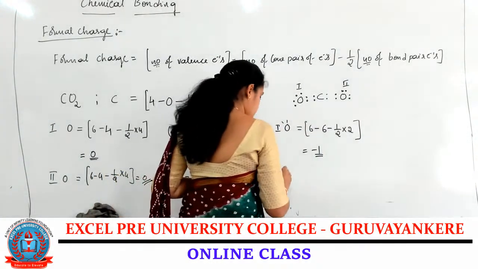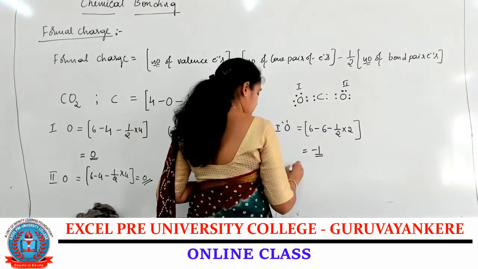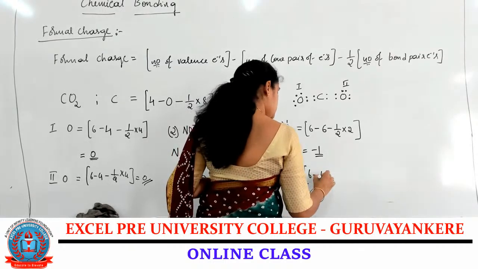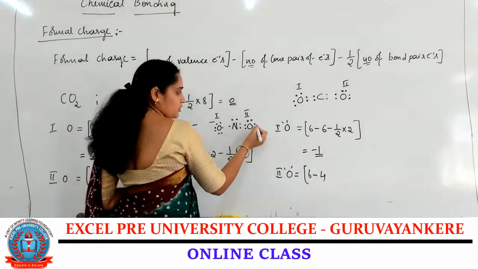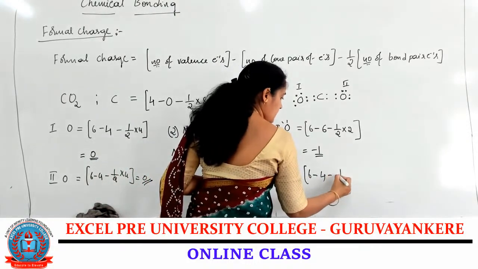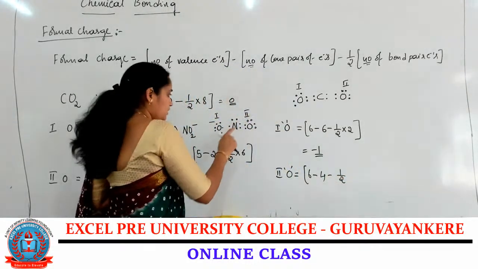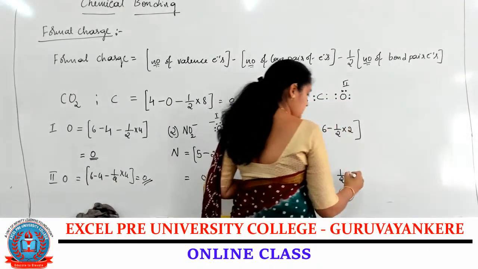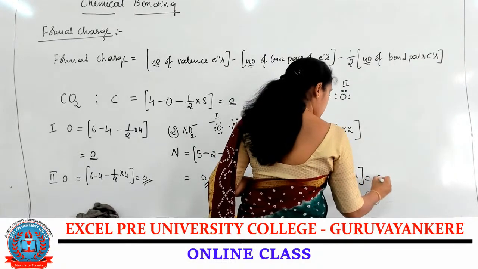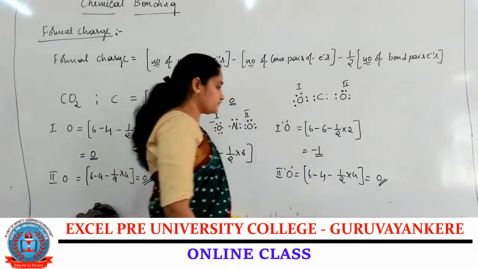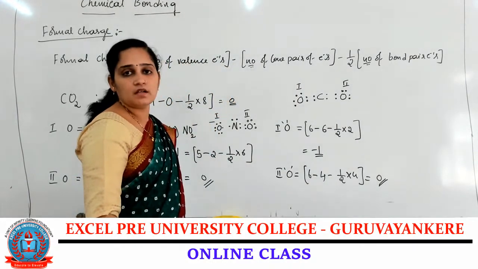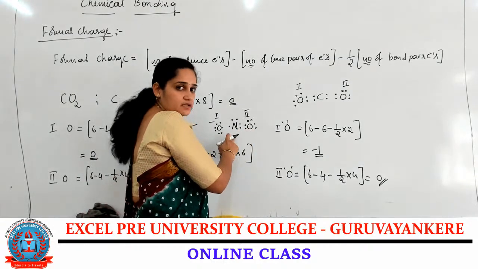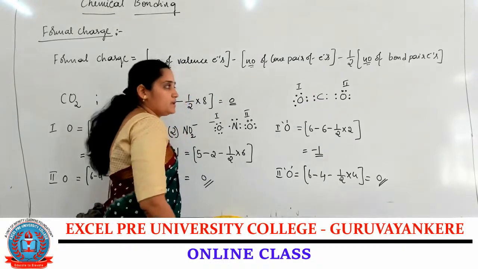Next, for the second oxygen atom, if you calculate it, the formal charge is 6 minus 4, 2 lone pairs of electrons, so total 4 electrons, minus half into 2 plus 2, total 4 bonded electrons, bond pair of electrons. It is nothing but 4 electrons. Total it is equal to 0. So this oxygen atom has no charge, the nitrogen atom has no charge, only on the oxygen atom there will be a charge.